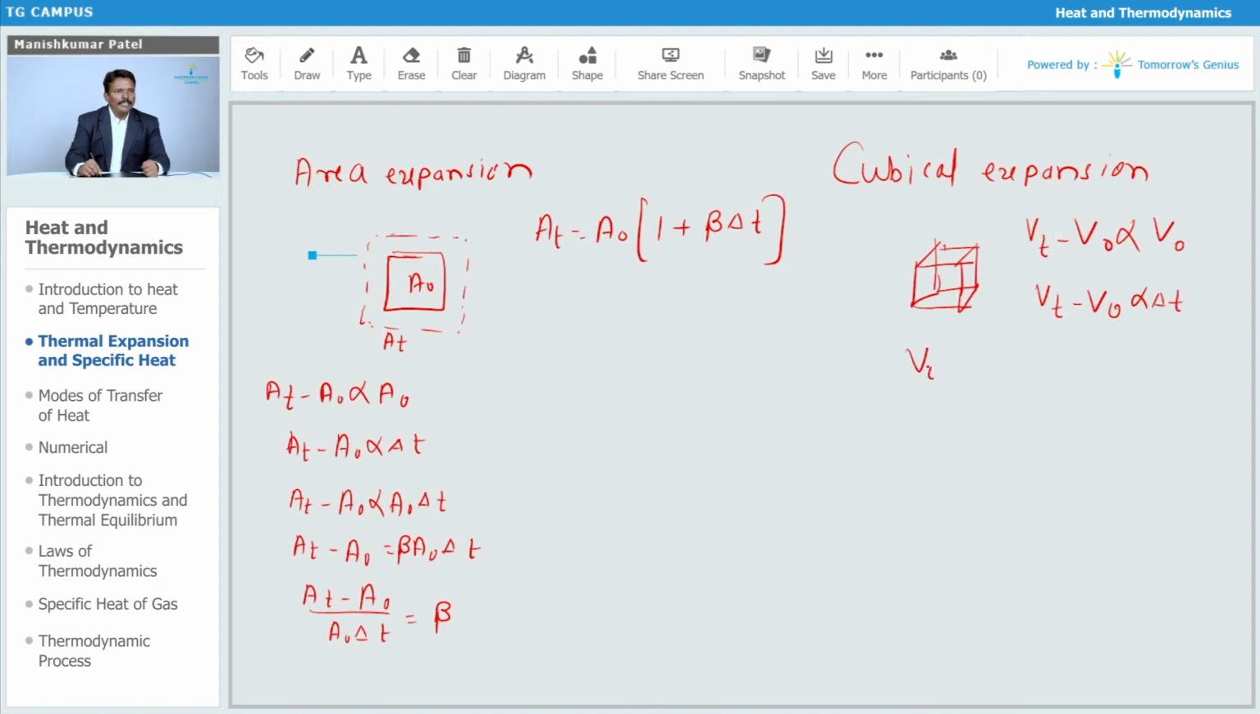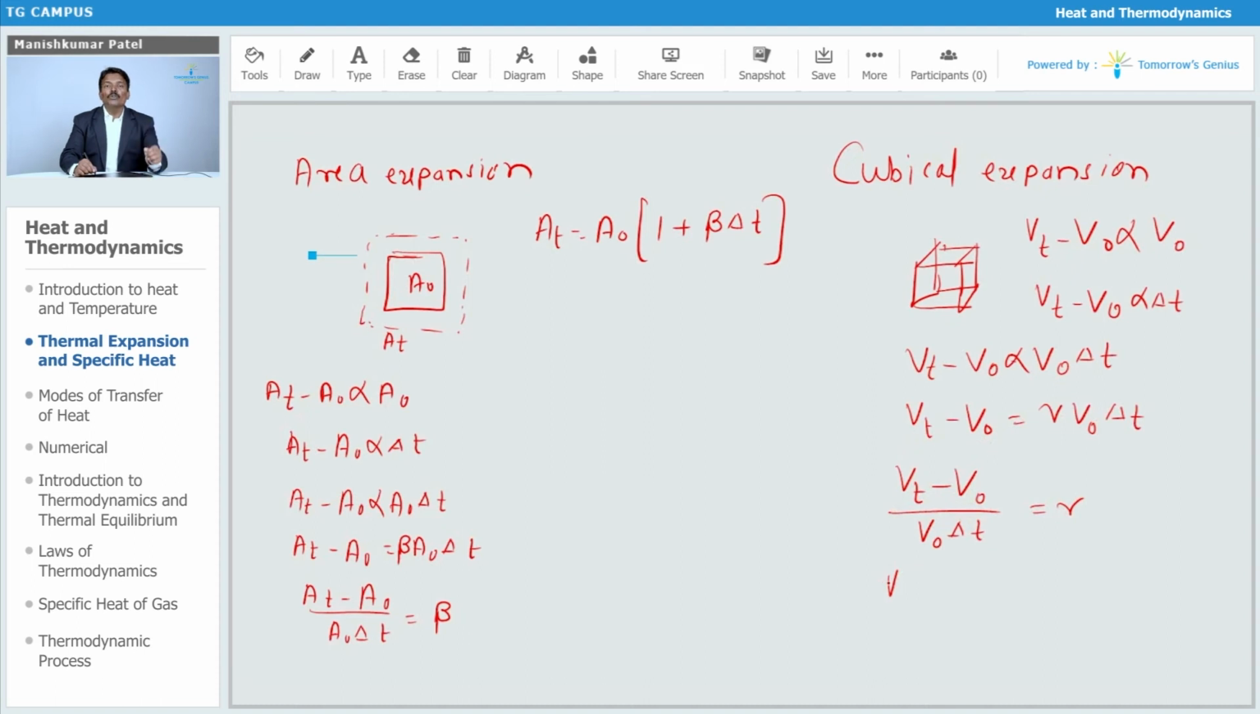So combining these two statements, this Vt minus V naught is proportional to V naught into delta T. Then Vt minus V naught is gamma V naught delta T. That gamma is nothing but the coefficient of cubical expansion, and Vt minus V naught upon V naught into delta T is equal to gamma, that is, the change in volume per unit original volume per degree rise in temperature. Or Vt is equal to V naught into 1 plus gamma delta T.